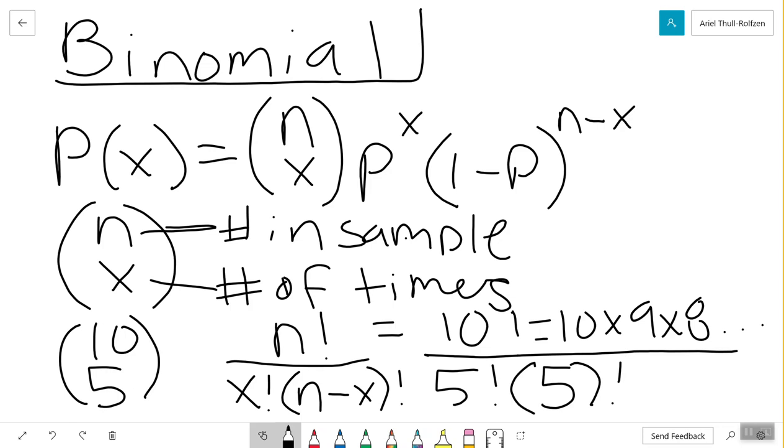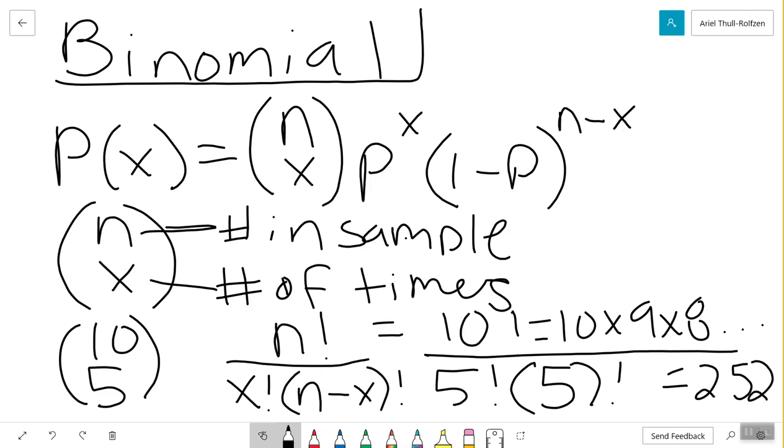So I hit enter on that combination function, and now it's telling me to enter another number, and that's where our x goes, our 5. So when I do 10 combination 5, I get 252.